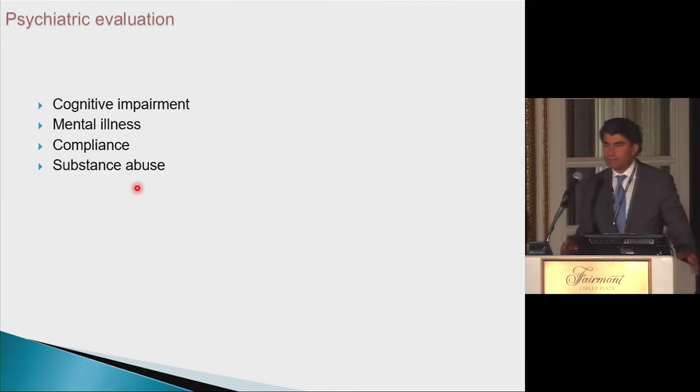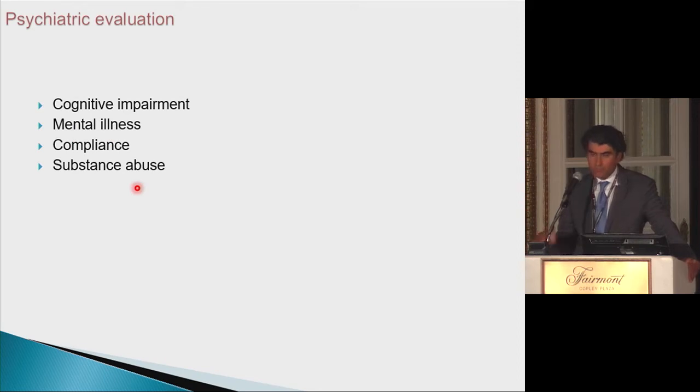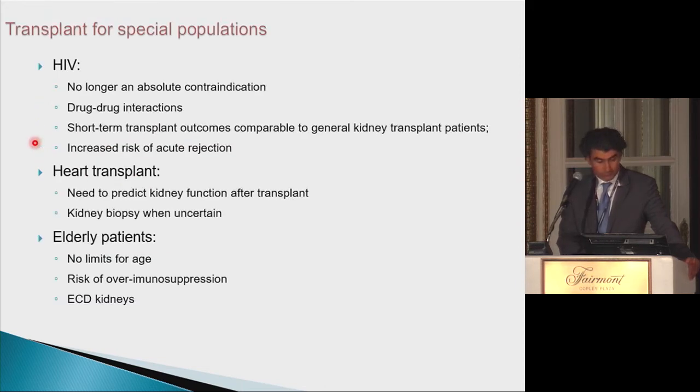And the psychiatric evaluation is obviously very important. Everyone gets a psychiatric eval. Mental retardation is no more a contraindication if the patient has good support. Compliance is a big thing, and patients need to show compliance before they get activated on the waiting list. And we talked about substance abuse.